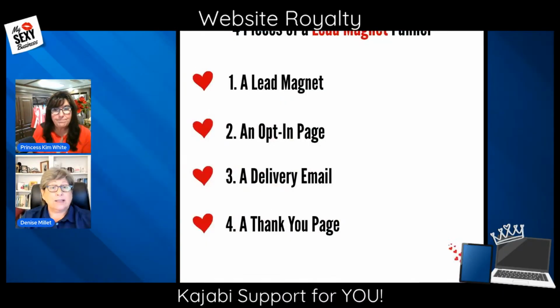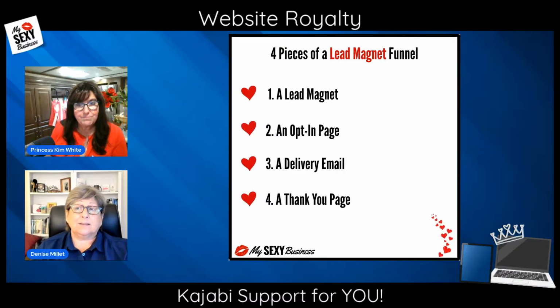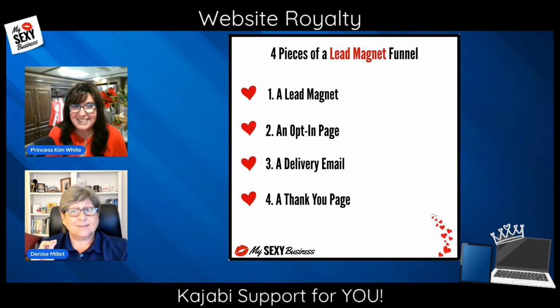Right. Okay, so let's break down the four pieces of a simple lead magnet funnel. The first piece is the lead magnet, whatever it is you're giving away. And then you have a page where someone is going to land and opt in, where they're going to say, yes, I want your lead magnet. Here's my information. Then you need an email that delivers what you offered, which is the lead magnet. And then you need a thank you page to let them know that their submission worked and here's what to expect.